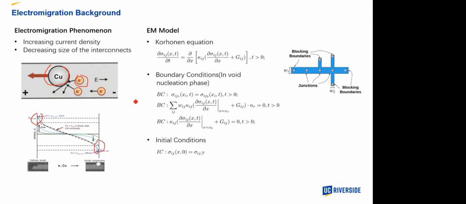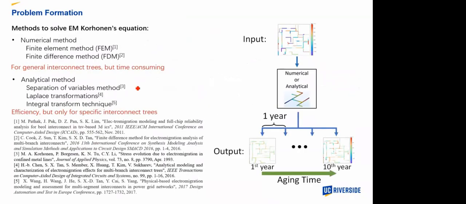There are many models proposed to describe electromigration, and the Korhonen equation, which is a physics-based model, is widely accepted. Many methods have been developed to solve this Korhonen equation, and they can be divided into 2 categories. The first one is numerical method, which includes FEM and FDM. These methods can be used for general interconnect trees, but they are quite time-consuming. The second ones are the analytical methods. These are more efficient ways, but they can only be applied to specific interconnect trees.